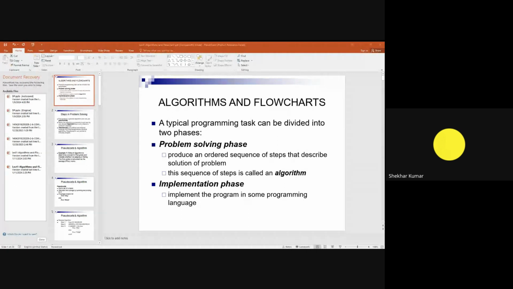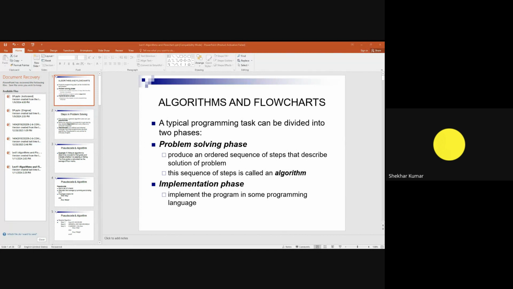And in the second phase, you implement a program with the help of any programming language. According to the sequence of steps, according to the particular algorithm for a given problem, you design a program with the help of any programming language. That is the second phase.